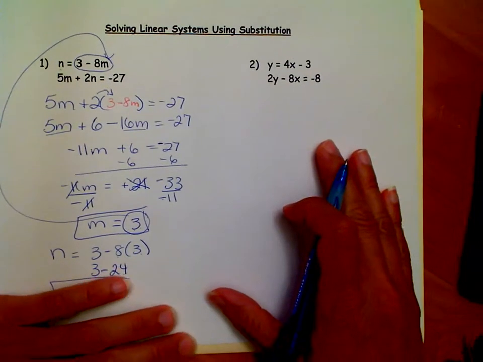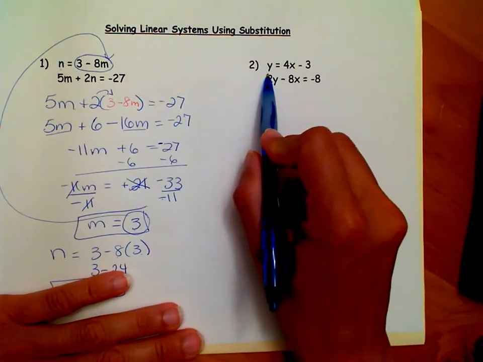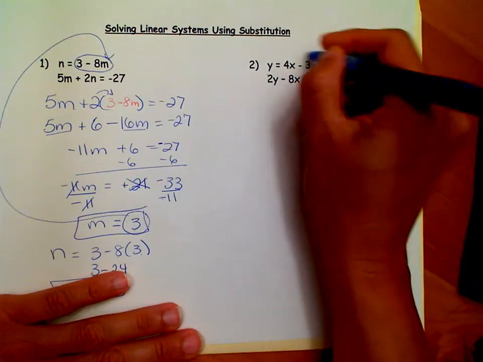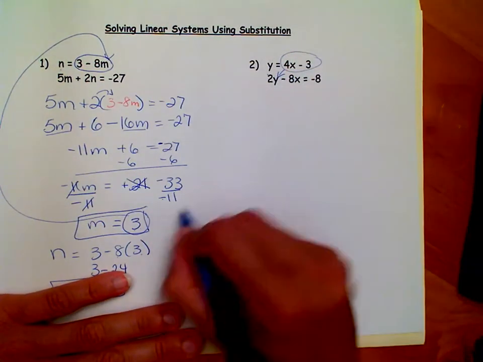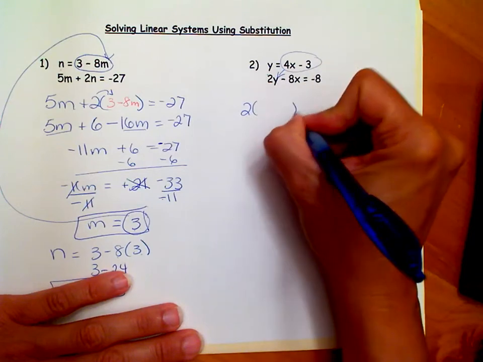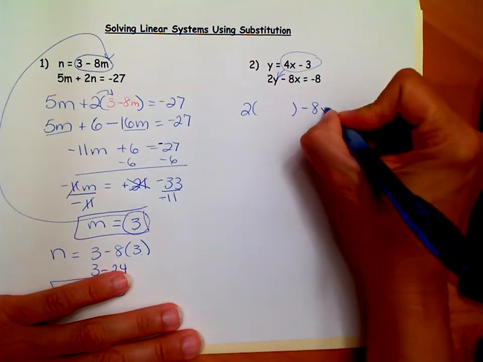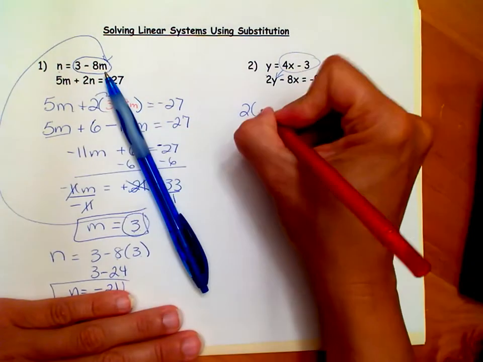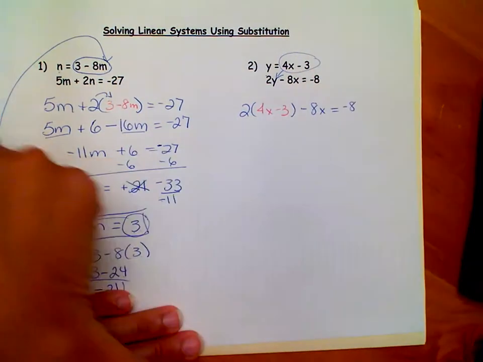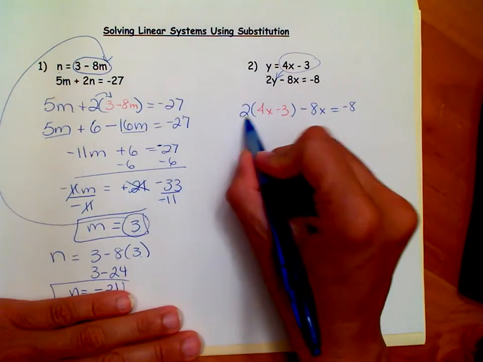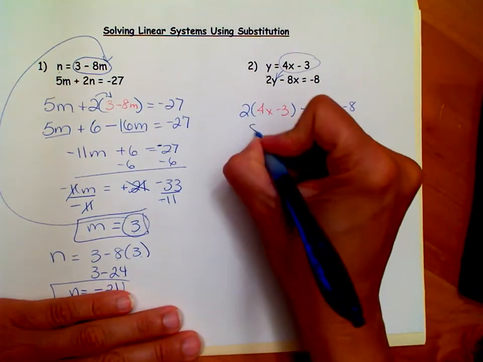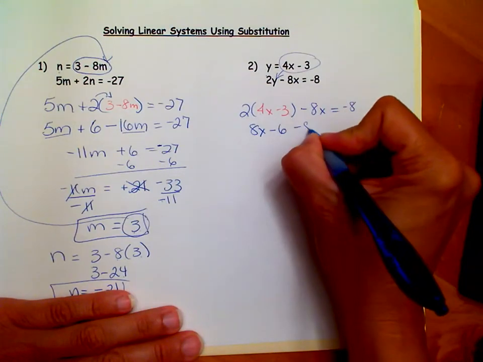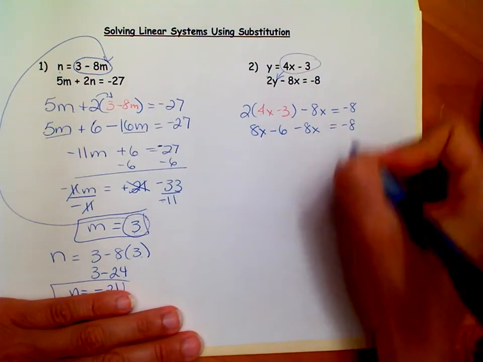All right, let's try this one. The y is alone, so it's easiest to substitute in this 4x minus 3 for this y. So I put that right in there. So I rewrite the expression, but I leave a space for y, just like I did on the other one, and in for that, I'm going to put 4x minus 3. And then I'm going to simplify. 4x times 2 is 8x. 2 times negative 3 is negative 6, minus 8x equals negative 8.